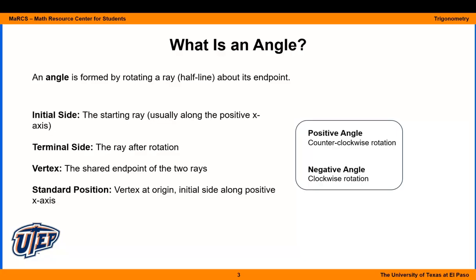There is also a direction convention we always follow. If the rotation moves counterclockwise, the angle is considered positive. If the rotation moves clockwise, the angle is negative. This convention is used consistently throughout trigonometry.